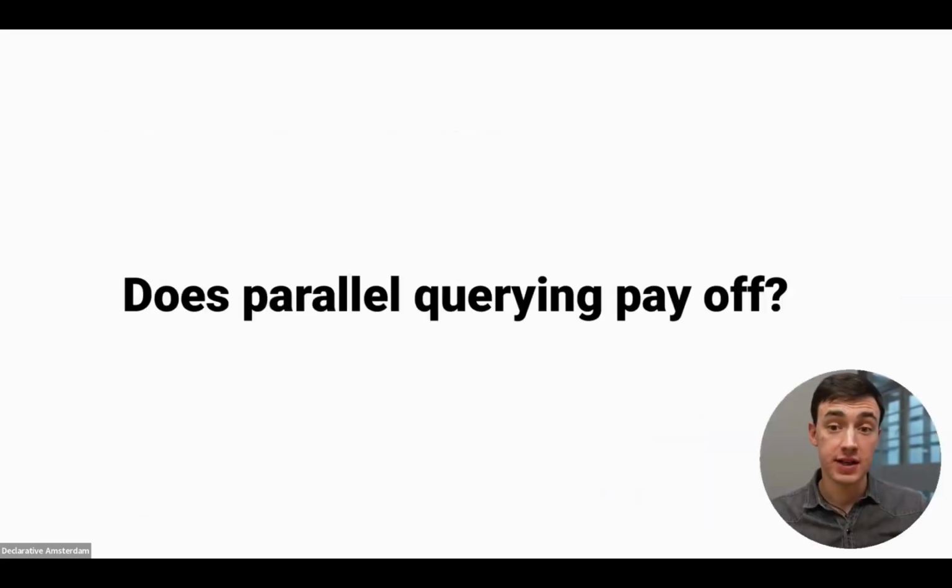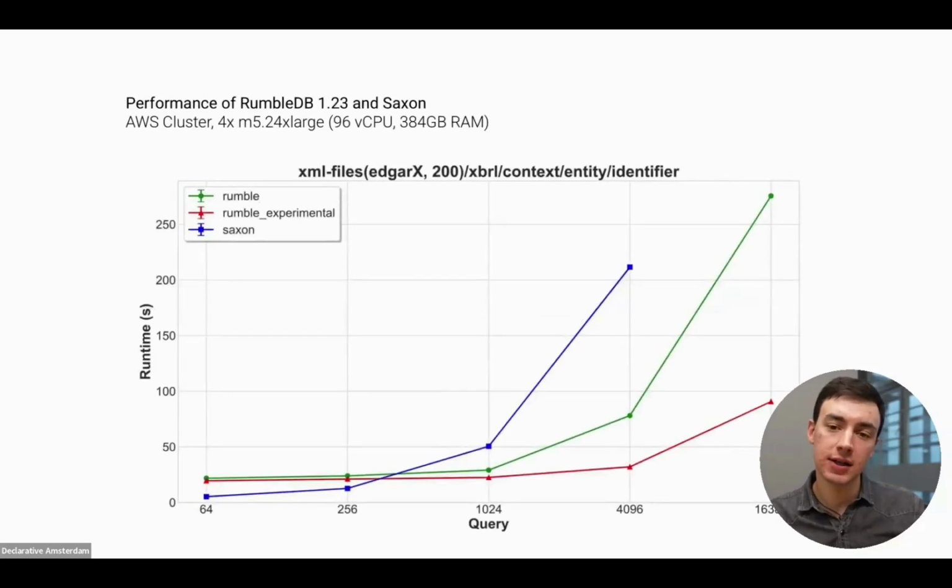A lot of effort has been spent in implementing RumbleDB under the assumption that running queries distributedly on a cluster is a good idea. But does parallel querying actually pay off in the end? Well, it turns out it actually does. In a benchmark earlier this year, we compared the performance of the popular Saxon query engine to RumbleDB 1.23, running on a powerful 4-node cluster hosted on AWS.